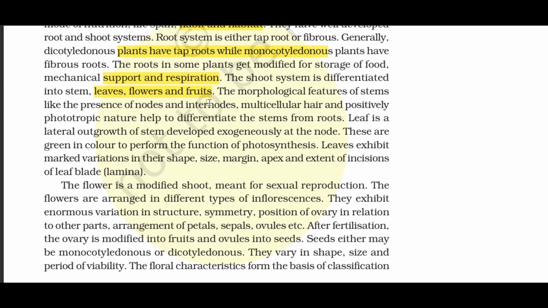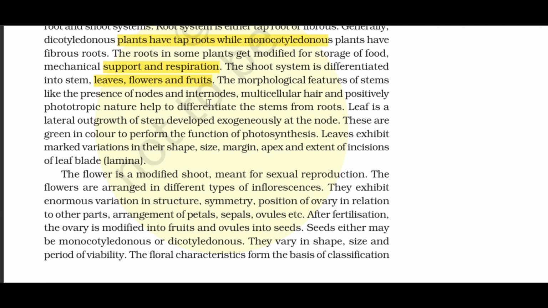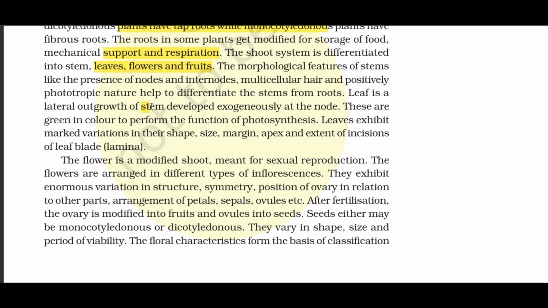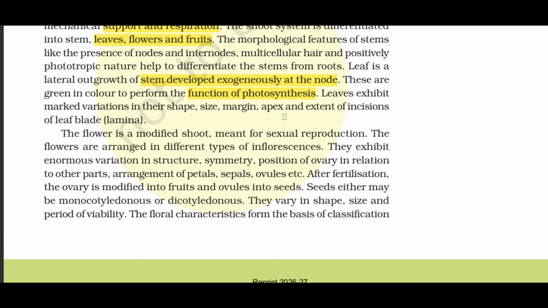The morphological features of stems like the presence of nodes and internodes, multicellular hair and positively phototropic nature help to differentiate the stems from roots. Leaf is a lateral outgrowth of stem developed exogenously at the node. These are green in color to perform the function of photosynthesis. Leaves exhibit marked variations in their shape, size, margin, apex and extent of incisions of leaf blade, lamina.